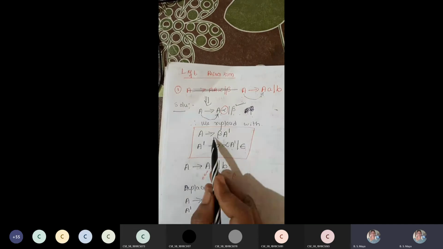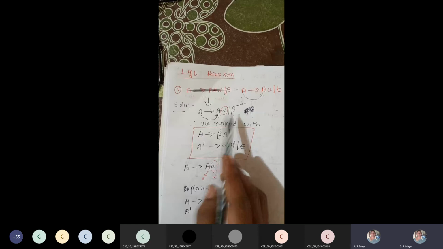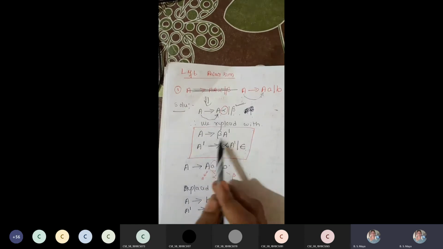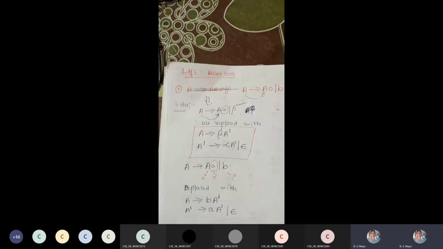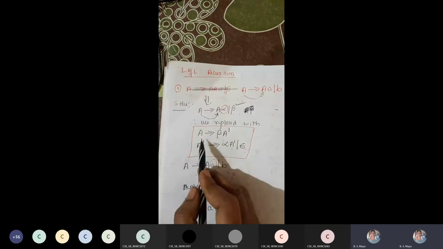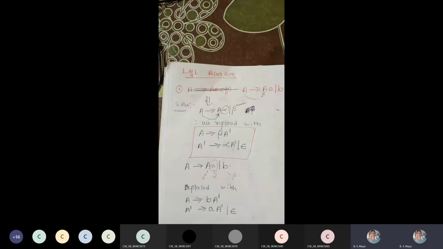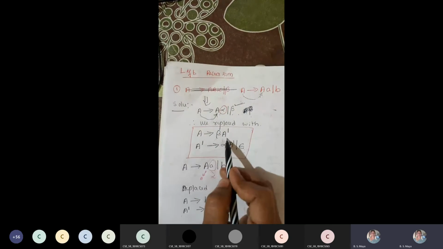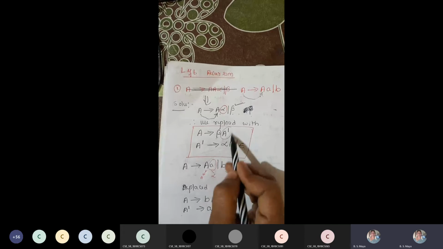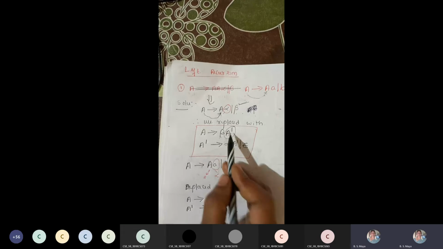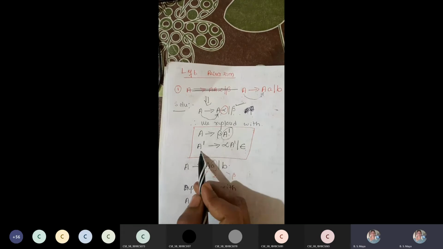Because I'm applying a formula. I'm not taking the A production, I am taking without the A production, and from that I am writing the new production. If you write the new production, then only can I eliminate my left recursion. For that, I am rewriting my grammar with the rule: A derives beta into A dash. This is the new thing I am writing. Then I have to define what this is; in the next line I am defining what A dash is.